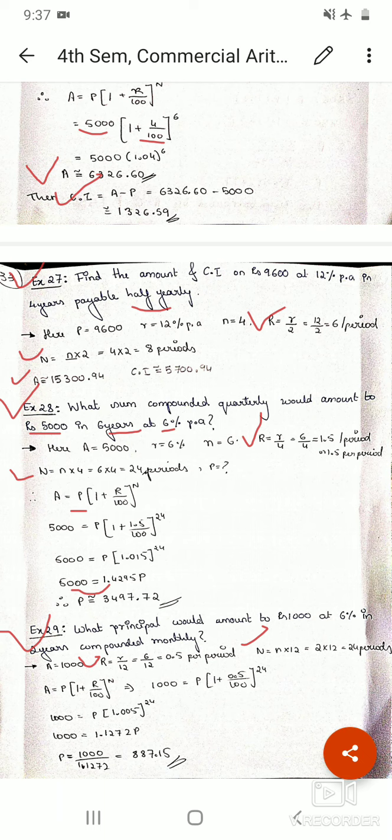So in the next class again we will solve problems based on nominal interest as well as effective rate of interest, and then we will go for the last concept, that is depreciation.